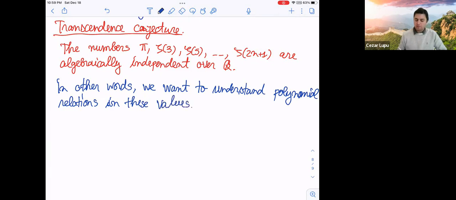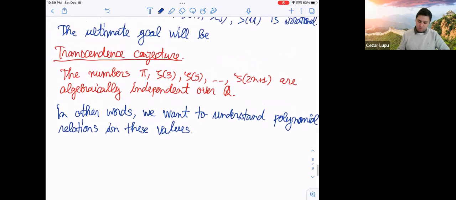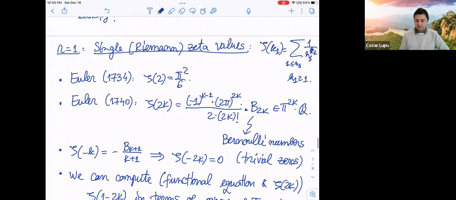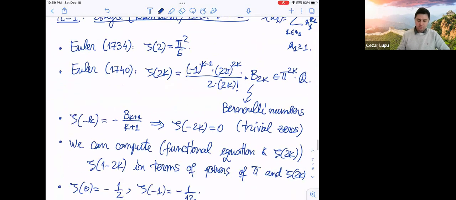And it will turn out that understanding polynomial relations among these values will be equivalent to understanding Q-linear relations among multiple zeta values. But before we go into that, this is the case R equals 1, the case of single zeta values. Now let's see R equals 2.